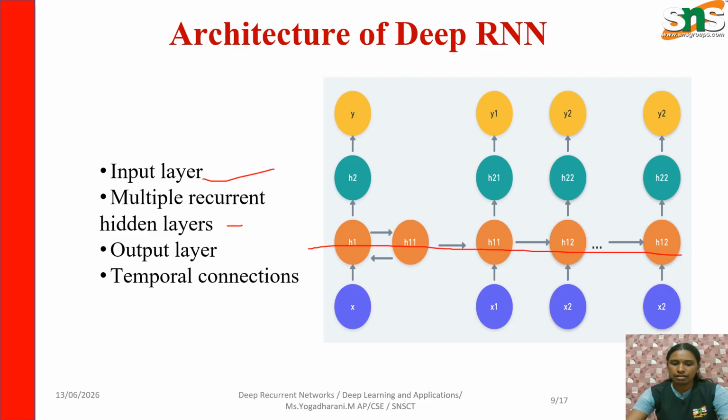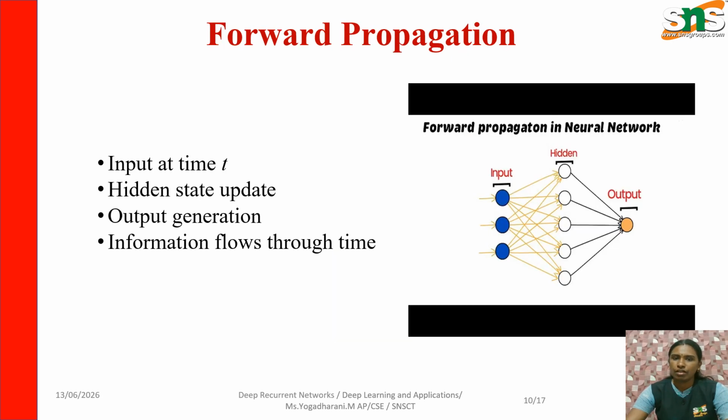Recurrent layers are stacked here. Each layer extracts more meaningful features, and then the output layer produces the output. For temporal connections, information flows through time. This allows memory retention. Here, depth helps feature learning. Recurrency helps memory. And this shows the forward propagation.